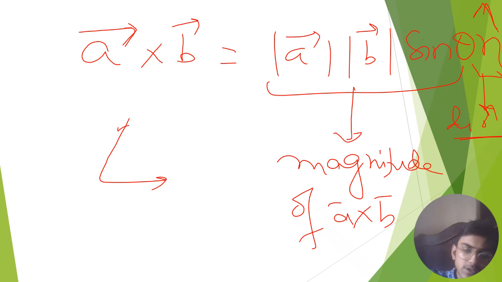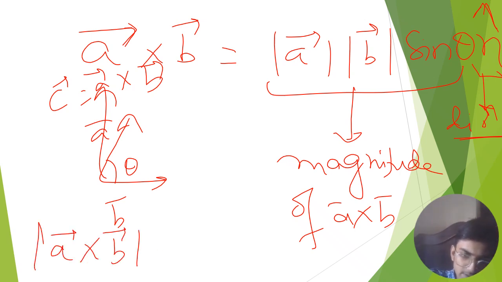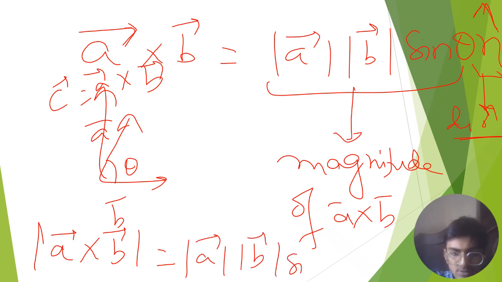Okay, so A cross B like this. This is angle theta, and this is a C vector, which is A cross B. Right? So this is the formulation of A cross B. And most of the time we write A cross B like this. Okay. So it is this. This is the magnitude of A cross B. Okay.